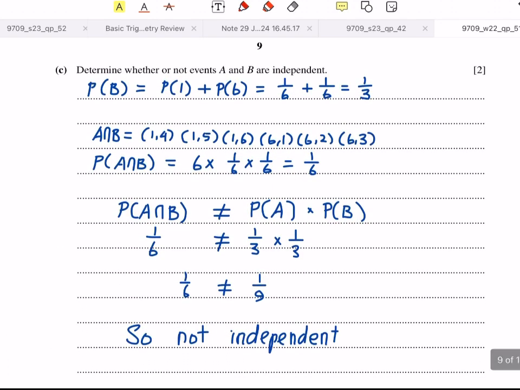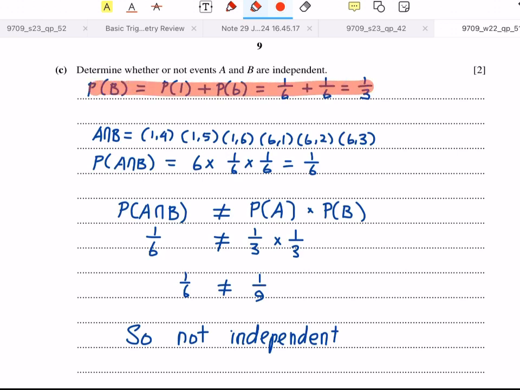And then part C, determine whether or not events A and B are independent. So first find probability B. Probability B is probability 1 plus probability 6. So 1/6 plus 1/6, which is equal to 1/3.